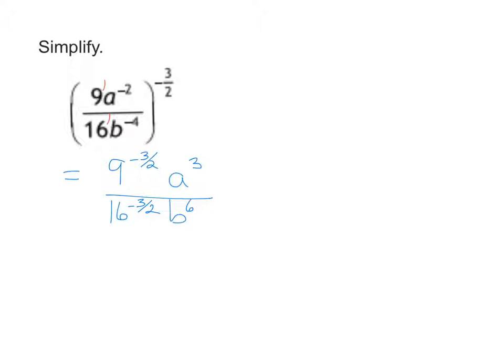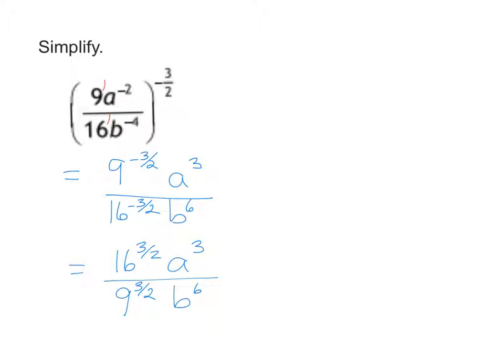What can I do with the negative exponents? You flip them, right. So I'm going to change this to 16 to the 3 over 2 a cubed. See, the a stays where it is because it has a positive exponent. And I'll put 9 to the power of 3 over 2. And the b to the power of 6 stays where it is because it also has a positive exponent. Now I can evaluate these two.